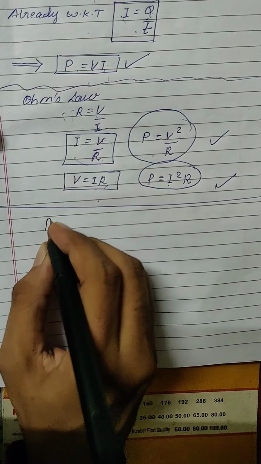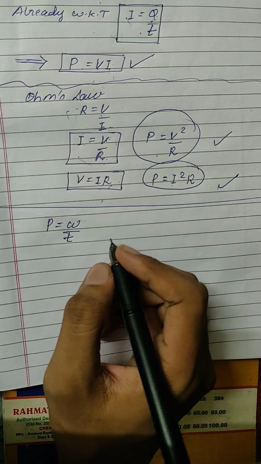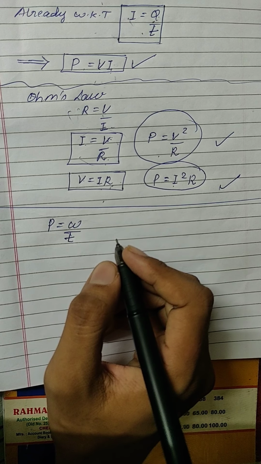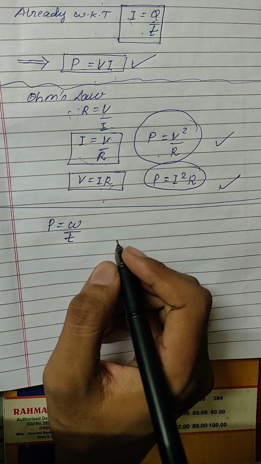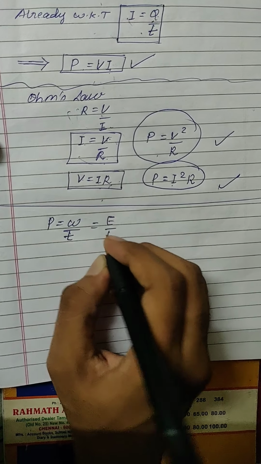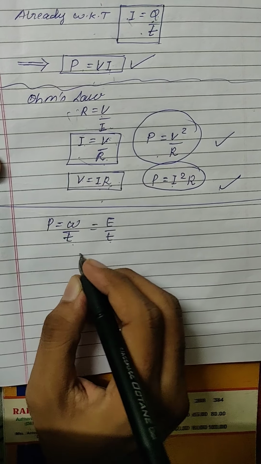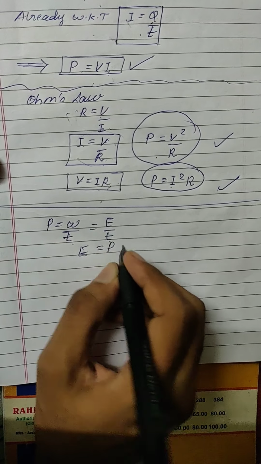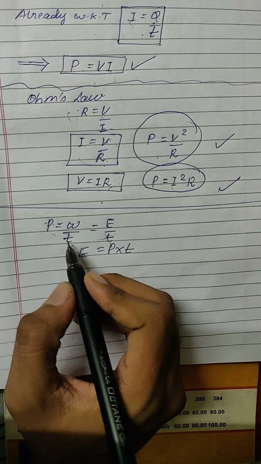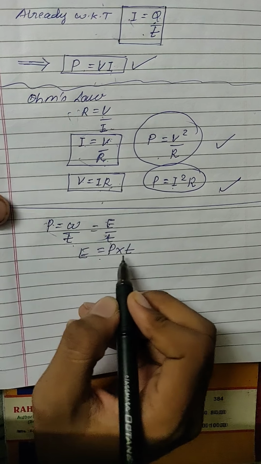We know very well that power is equal to work done by time taken. And you also know work and energy are interchangeable, which means work is nothing but energy. Energy is the capacity to do work. So both are the same. Instead of W by T, I can write E by T, which is energy by time. From this, you can write energy is equal to power into time. Energy will be the numerator, time will go to the left-hand side. So you'll be getting energy equal to power into time.